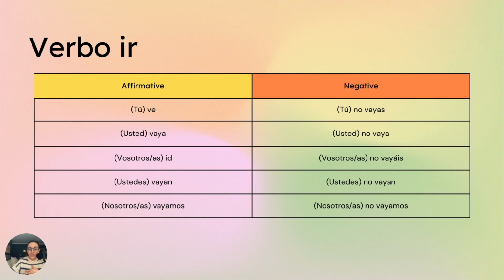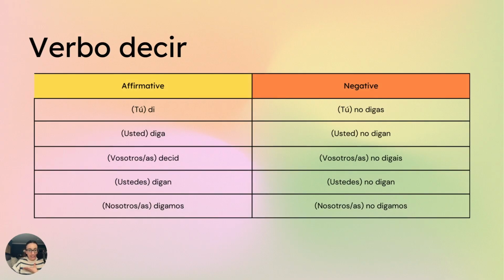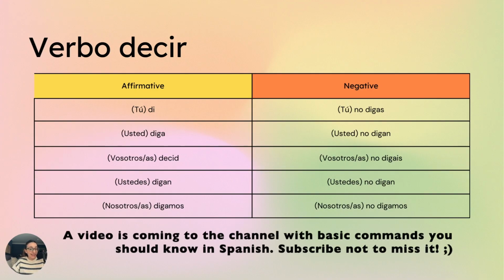Let's have a look at another verb. Verb decir, to say, another irregular. So di, say. For example, say something. Di algo. So di, no digas. Diga, no diga. Decid, no digáis. Digan, no digan. And digamos, no digamos.